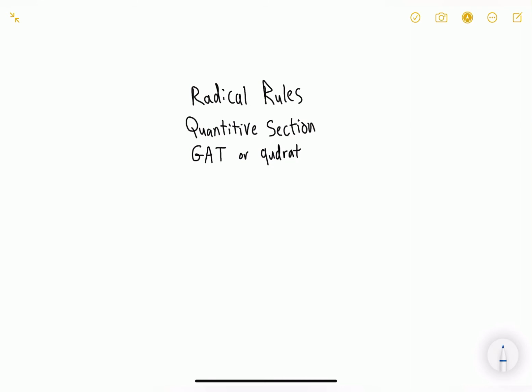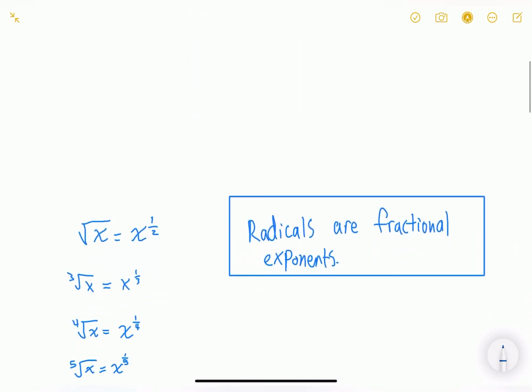Today we're going to talk about radical rules, which is a part of the quantitative section of the GAT or Qudrat exam. So let's just get right into it and waste no time.